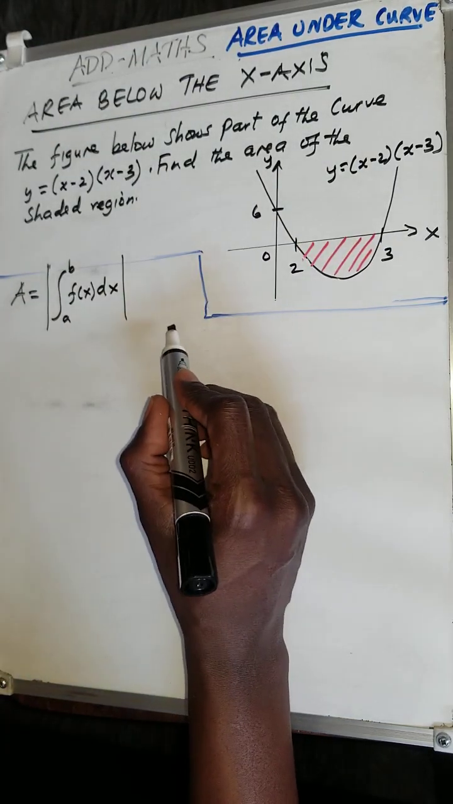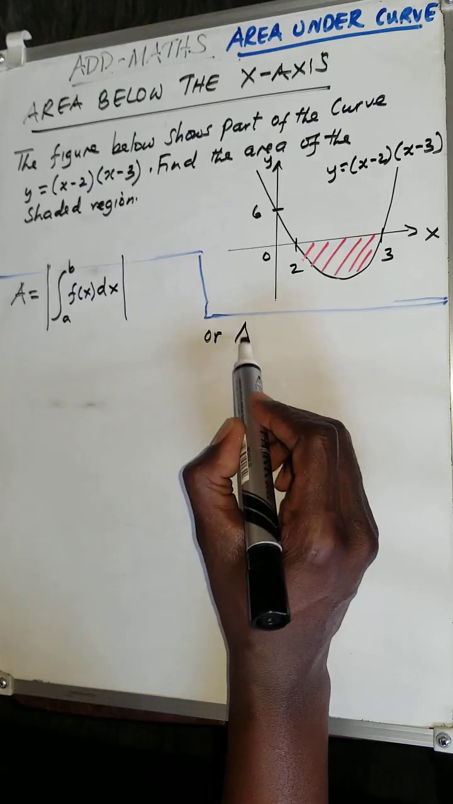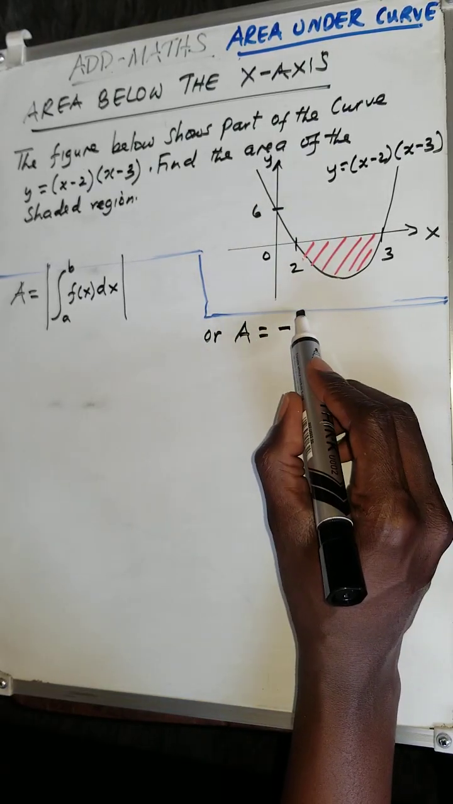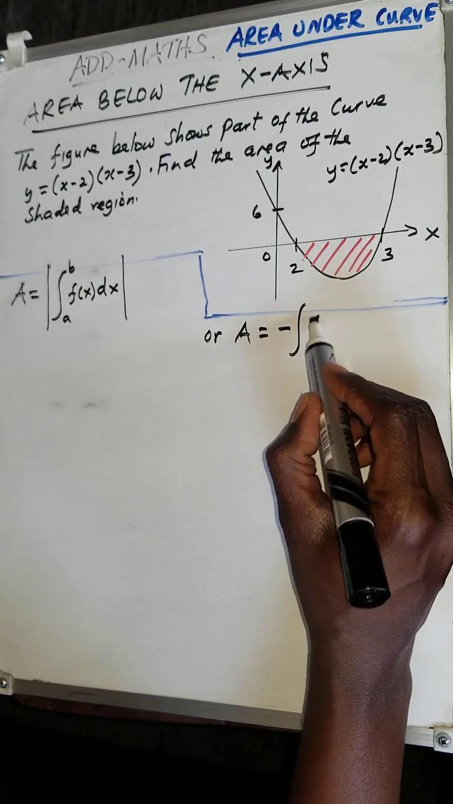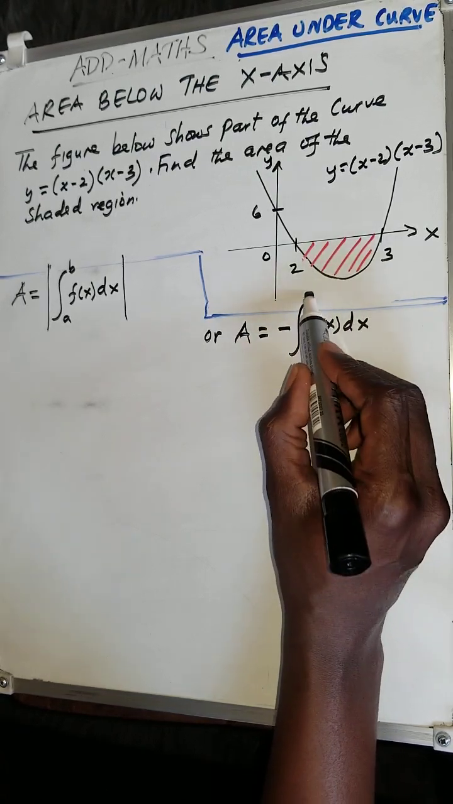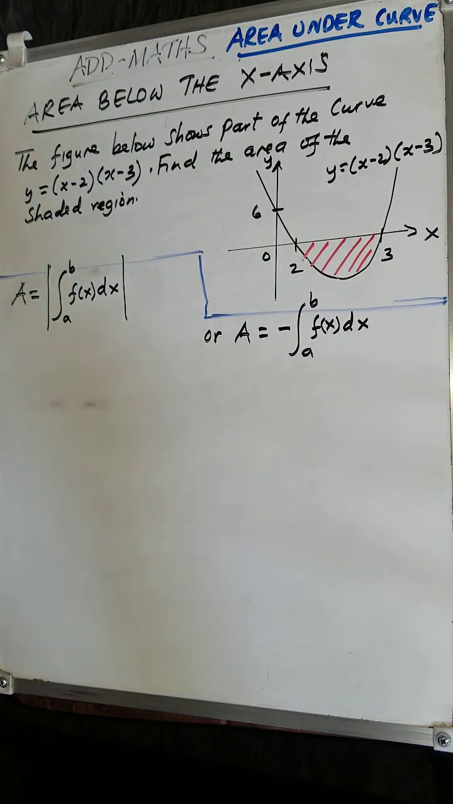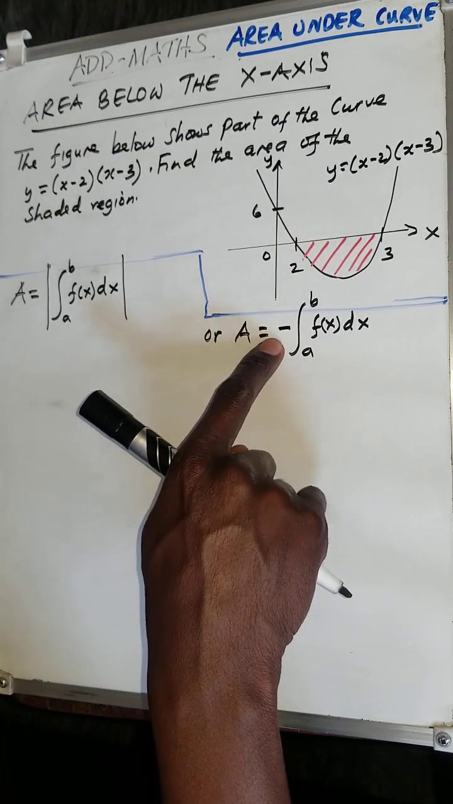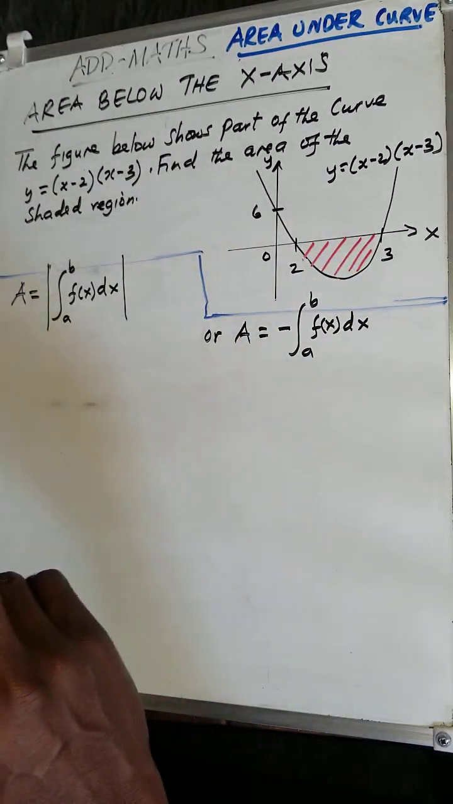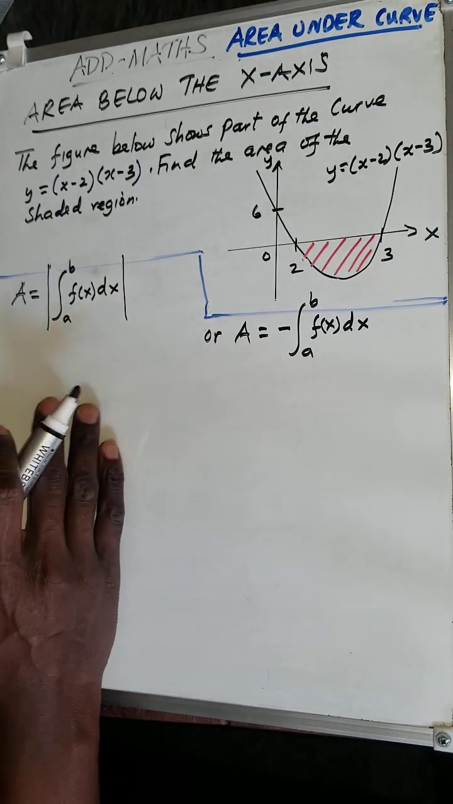That is why in some books, when they are finding the area, they will just put a negative there and integrate the function f of x with respect to x, with the lower and the upper bound that you have. That negative will counteract the negative you're going to get, to give you a positive area, because we need just the numerical value.